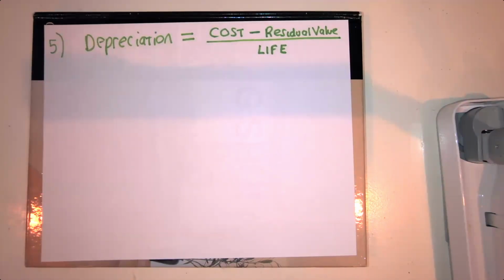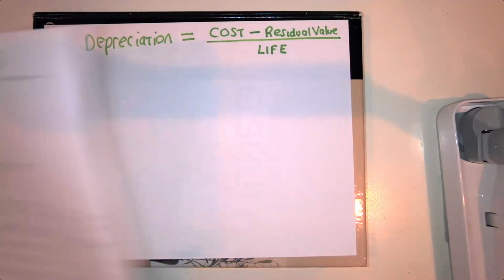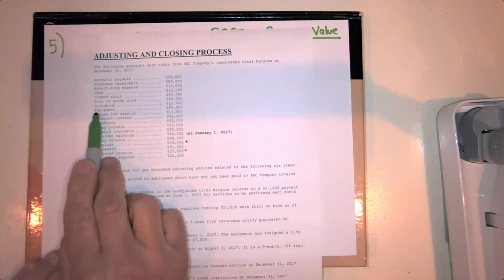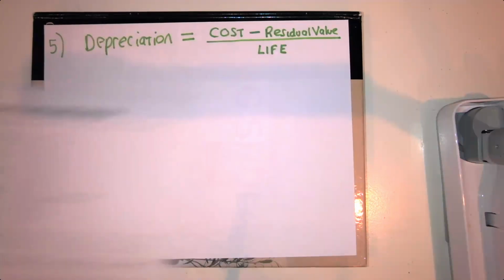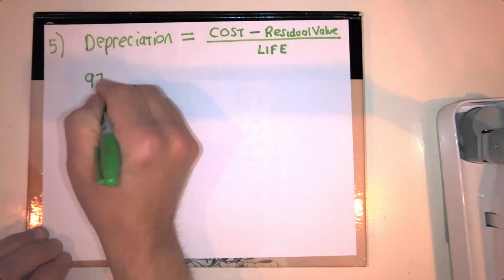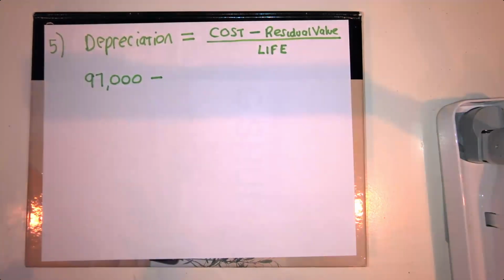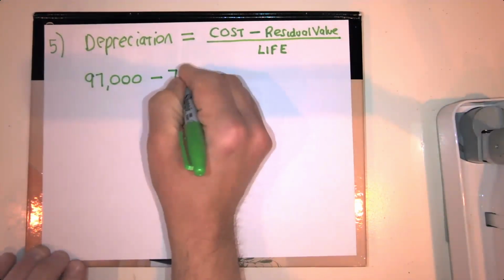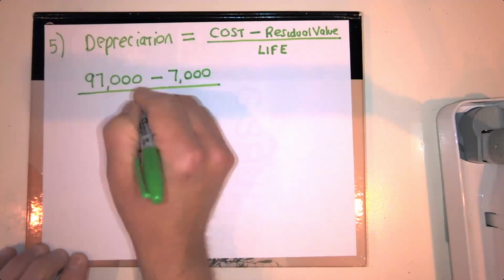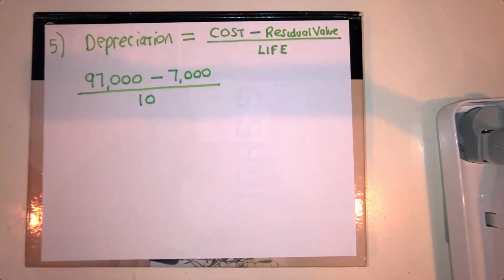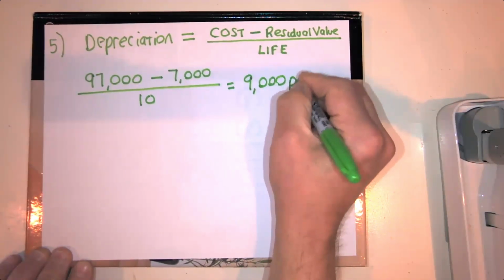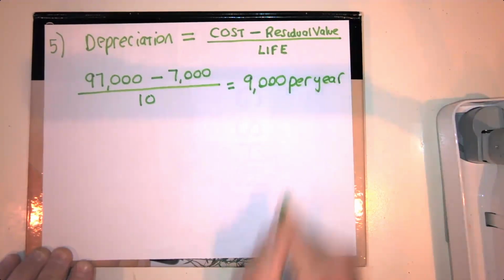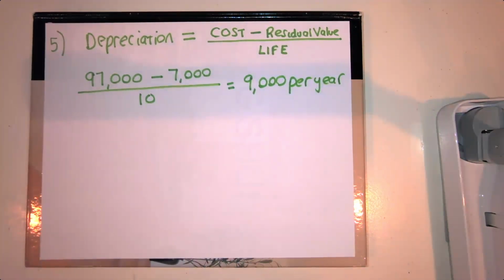And we have all those numbers provided to us in the problem. The cost, the equipment right here, on the books at its cost, $97,000. From number 5, they told us the equipment had a $7,000 residual value and a 10-year life, indicating we are going to depreciate $9,000 of the equipment's cost every year.